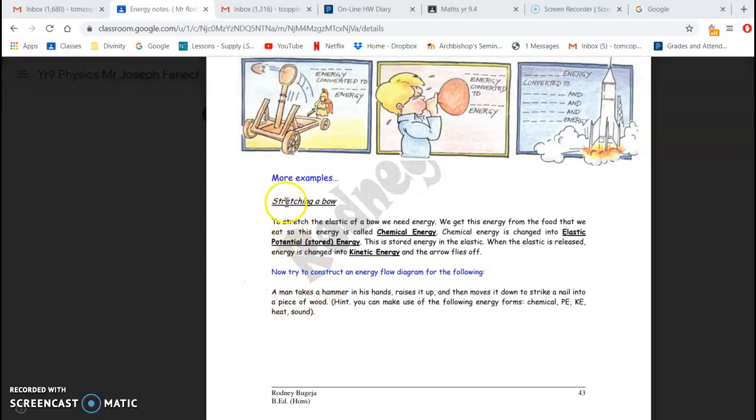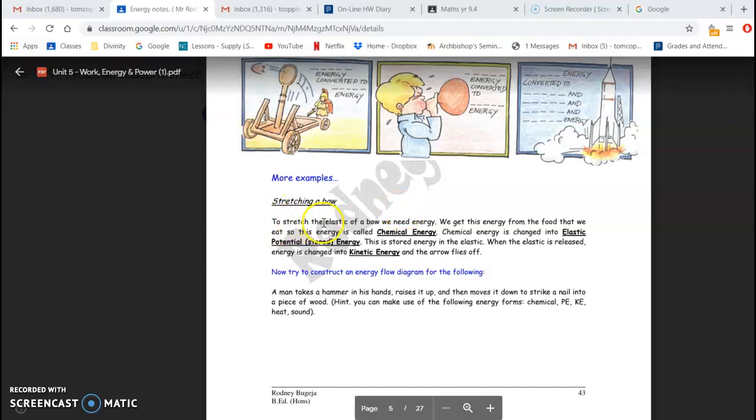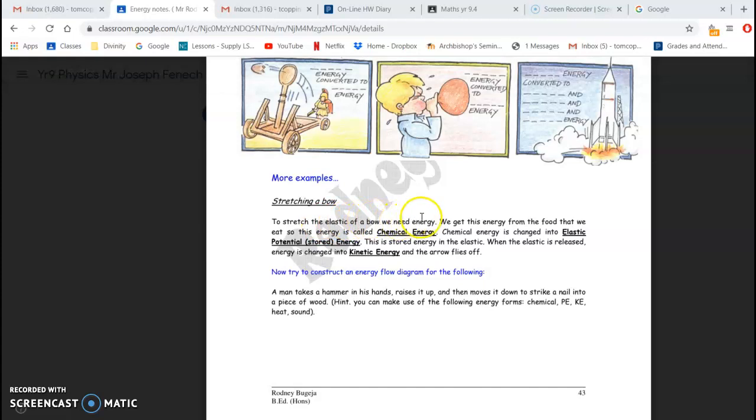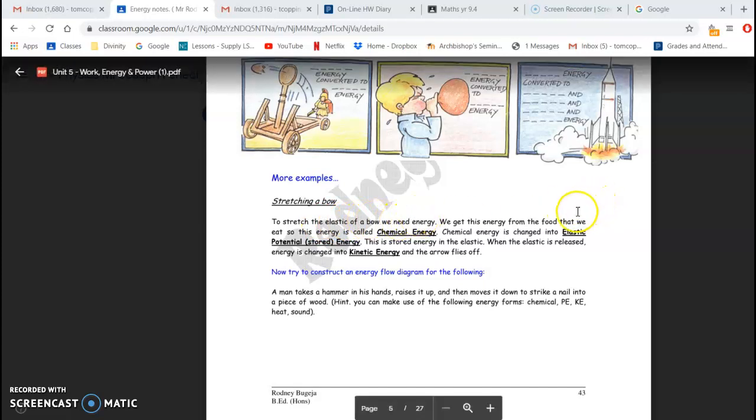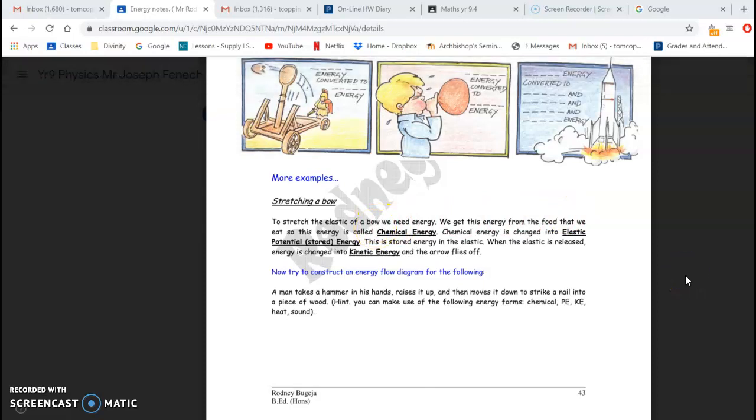Stretching a bow is an example. So we get energy. Let me start from the beginning. To stretch the elastic of a bow, we need energy. We get this energy from the food that we eat, which is called, if you remember, chemical energy. So when we eat, chemical energy is created. Now, when we stretch the bow, chemical energy is changed into elastic potential stored energy.